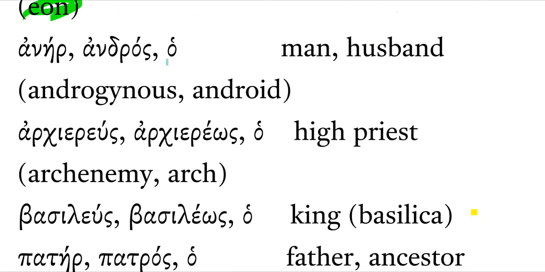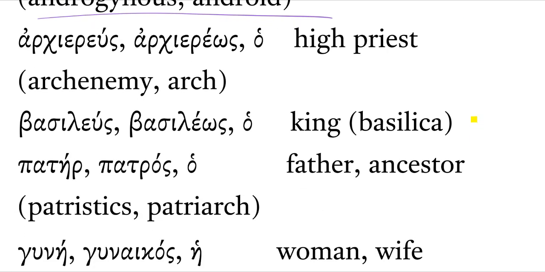Okay, you're going to memorize then ho aner tou andros, right? I'm throwing in the genitive article there with it. Ho aner tou andros means man or husband. Some English derivatives there.